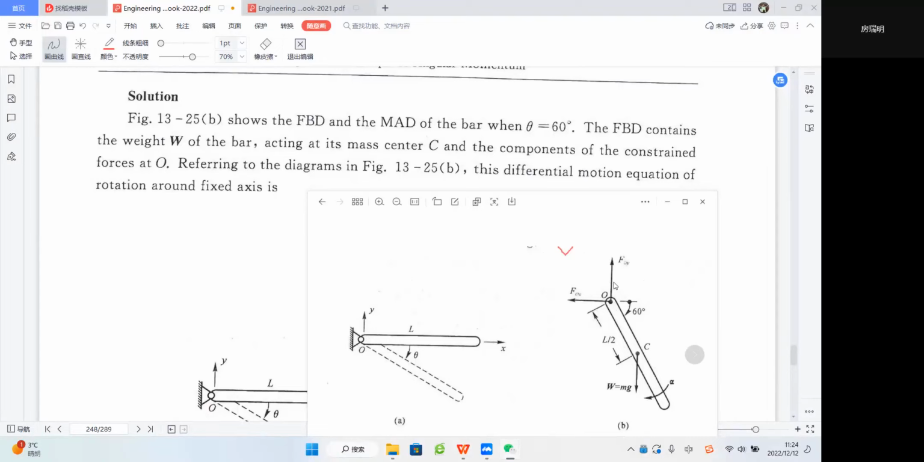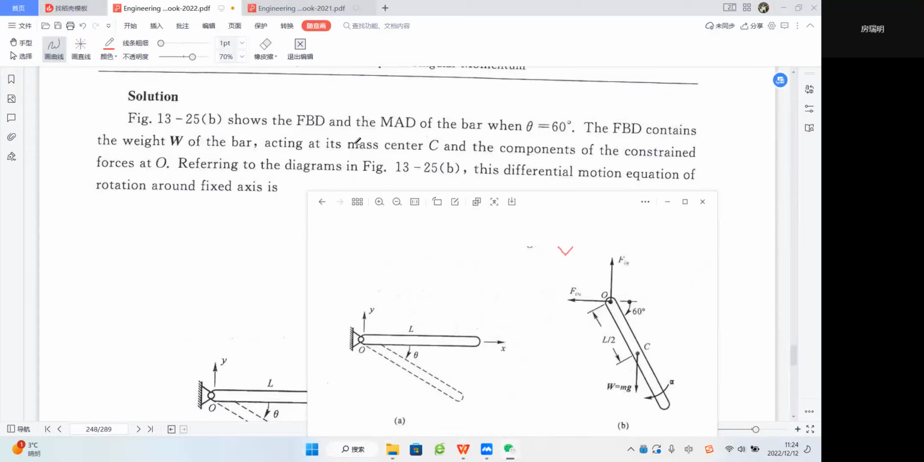F_Ox, F_Oy. In many cases, I always assume F_Ox should be along the positive direction of x, but it is drawn like this. It's okay. So F_Ox, F_Oy, and the other external force is the weight of the bar. It's acting on its mass center C, and W equals mg. I think this bar force analysis is not difficult for you to understand, right? It's very easy to understand.